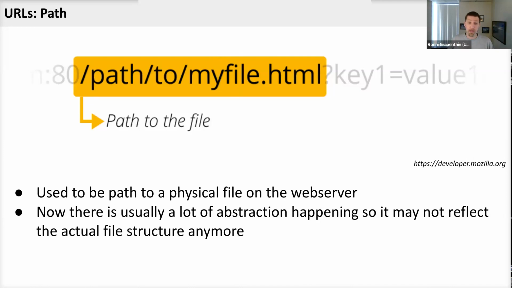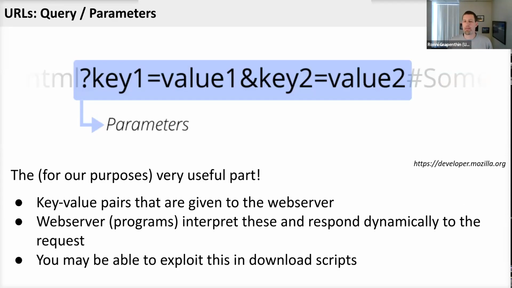It used to be the actual path to the physical file on the web server, but as technology has evolved, there are ways to change the configuration so that this is more a symbolic path to some file or to some data that may not agree with the actual physical location of a file or of the data anymore. The next part is the one that you probably have come across many times and had no idea what is going on. It always seems very cryptic at the end of the URL.